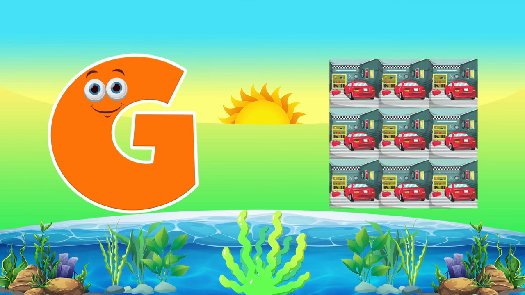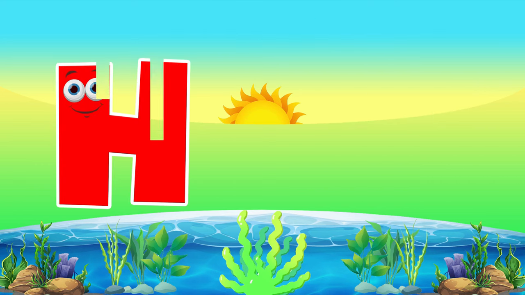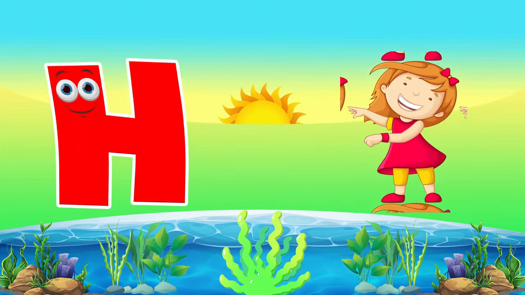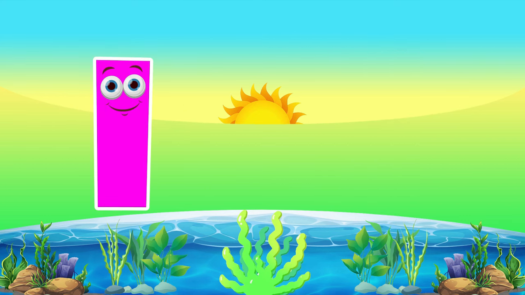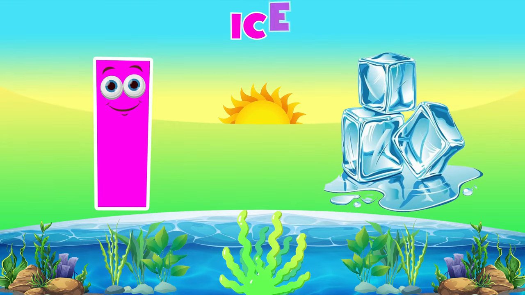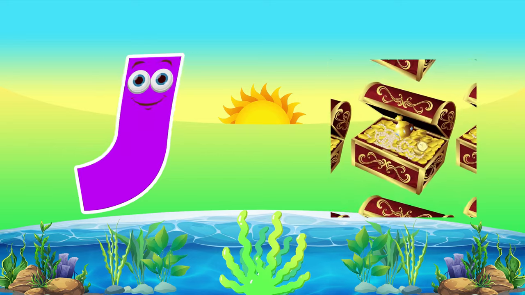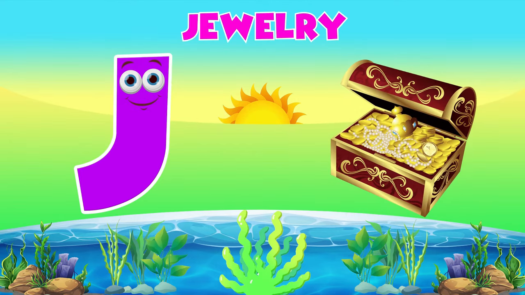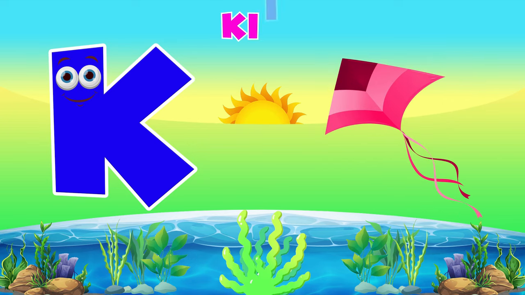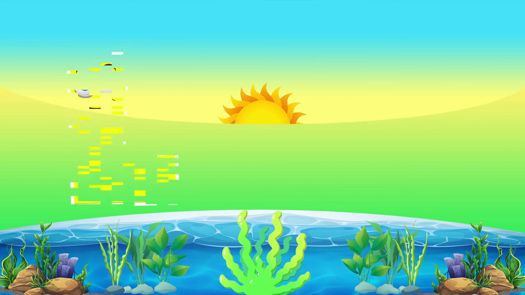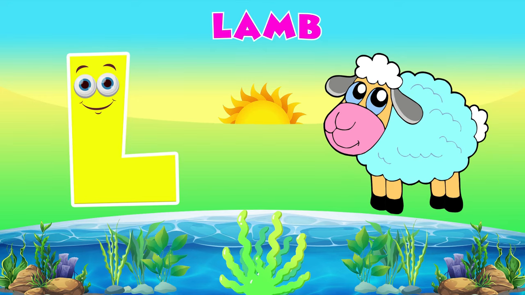G. G for garage. H. H for happy. I. I for ice. J. J for children. K. K for kite. L. L for lamb.